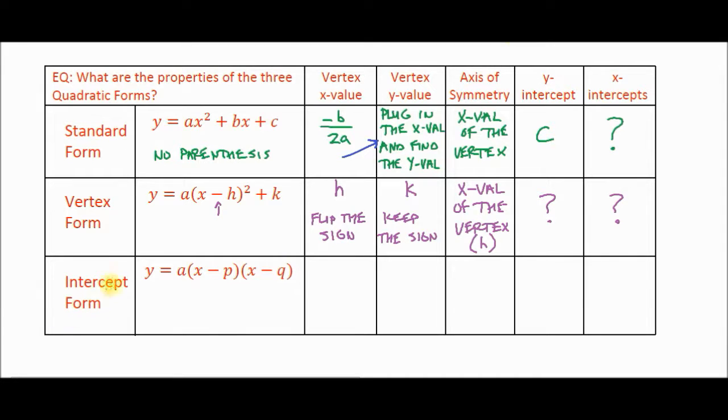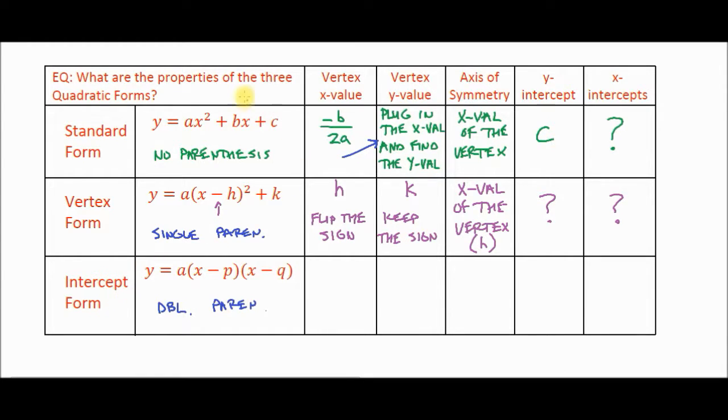Okay, last form, which you probably have not seen yet, is intercept form, and this is what it looks like. Intercept form is unique from the other two forms because it has a double set of parentheses. So I'll put double parentheses, and I'll abbreviate this paren. And let's put on here, this is a single parentheses. So this is what distinguishes intercept form. We also sometimes call that factored form.